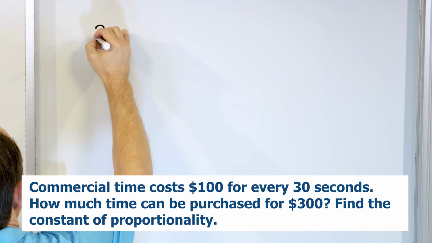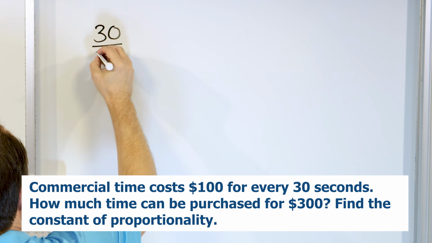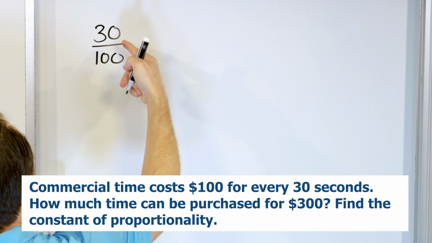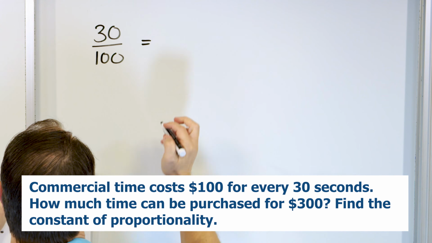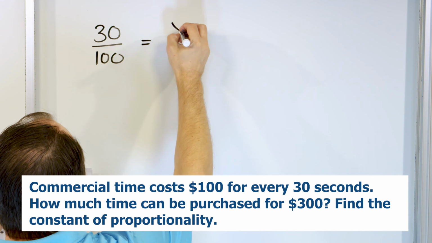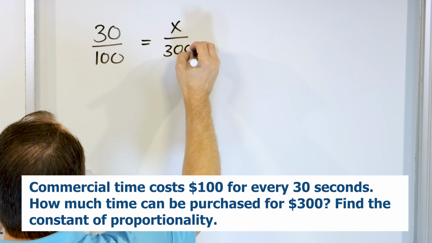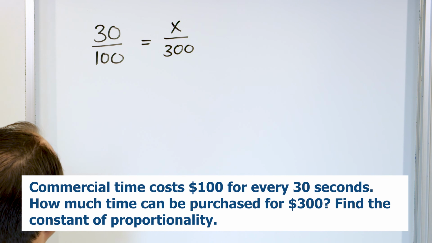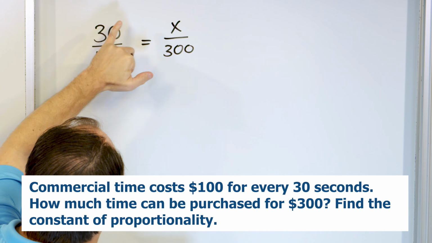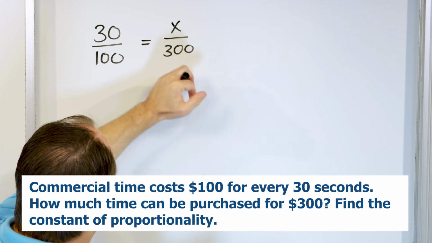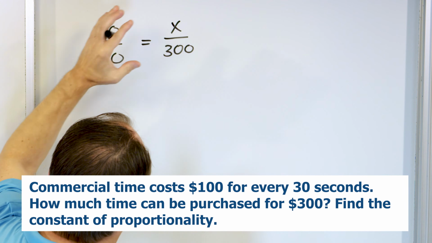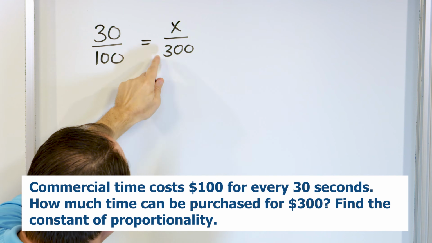So, for 30 seconds, it costs how much money? You just write it down, $100. So it's 30 seconds for every $100. And then we want to figure out how much time we can purchase for $300. That's what it says here. So 30 seconds, an unknown amount of seconds, $100, $300. The same positions have to be in the ratios because they have to be equal to each other.